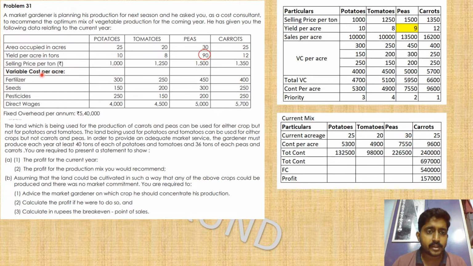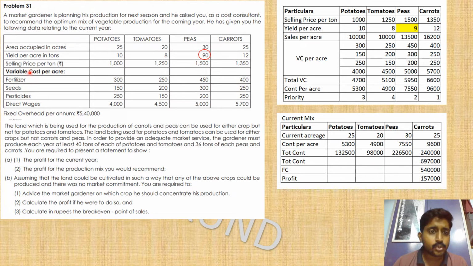Okay, and there is a mistake in the question. I just found it. It is given in the book as 90 tons yield per acre for peas, but it is actually not 90, it is 9 tons. So do a small correction in your book. I have validated this. You can also validate it yourself and drop a comment if you have any other way of viewing things. But I'm sure this should be 9 tons.